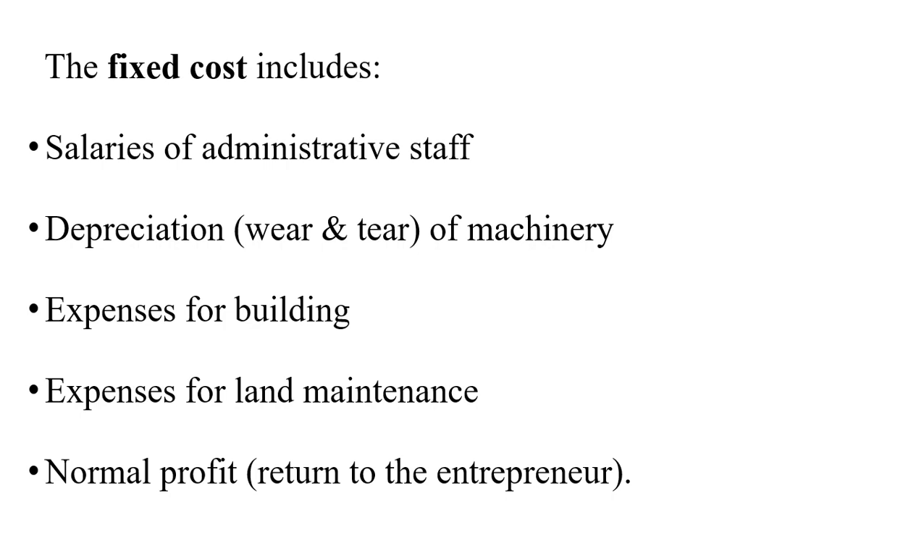Then expenses for land maintenance. You need to clear the land, make the environment beautiful, and avoid snakes and other reptiles from taking over the place. Then the return to the entrepreneur is also treated as a fixed cost, because once the person remains in business, it's like the person is in employment and he has to be paid for the work he's doing, which is the normal profit in the case of a perfectly competitive firm. So the normal profit is the return to the entrepreneur.